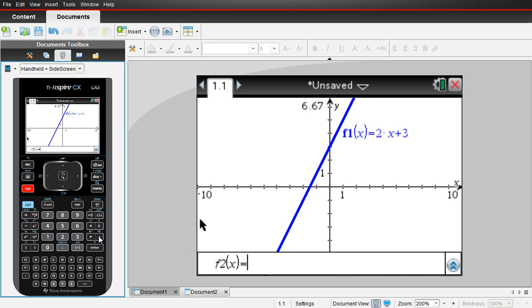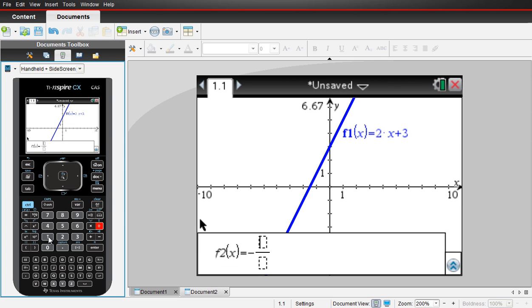Let's say minus, and we enter a fraction, 1 over 2 x, and then plus 1.